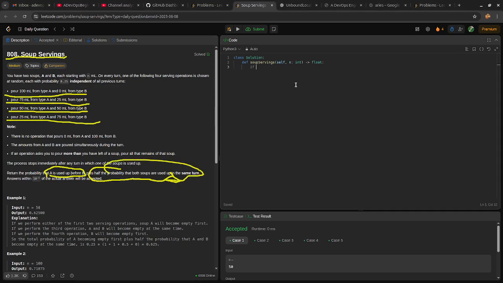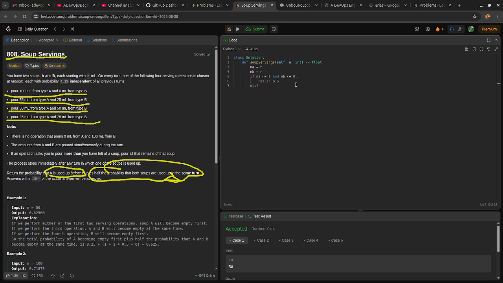Which means, let's say we start with NA and NB, which both equal N. So once NA is used up and NB is used up, that means 100% these two soups are used up at the same time. Half of this will be 0.5.